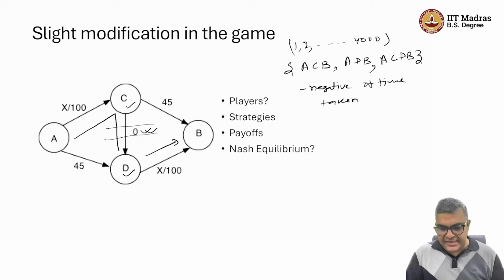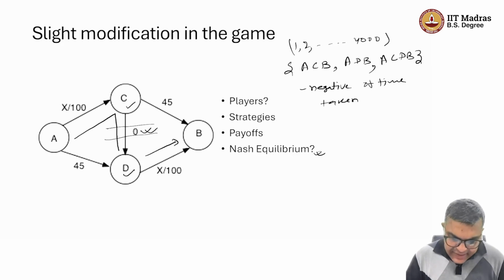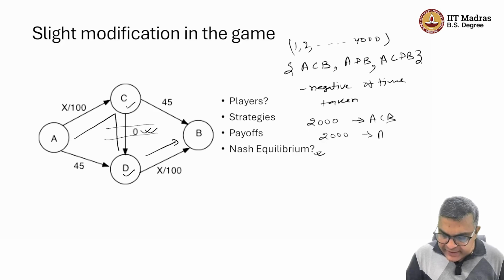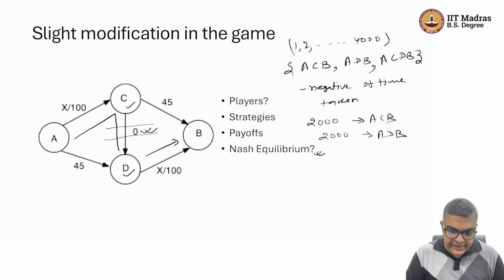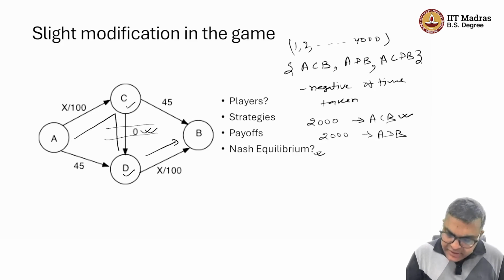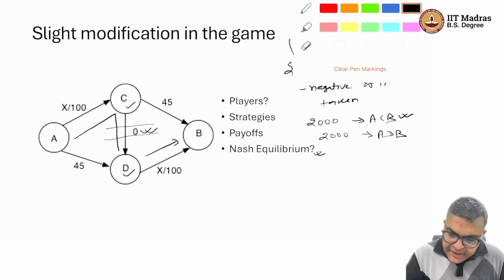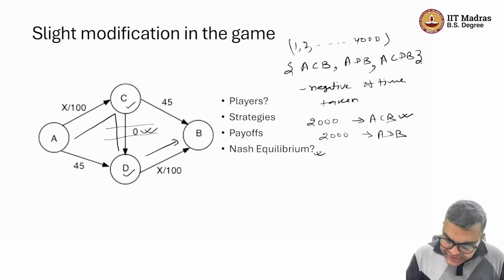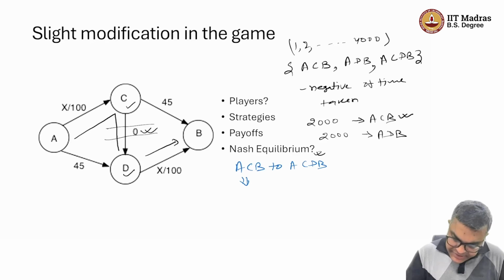Now what are the Nash equilibriums? Can we figure out the Nash equilibrium? Can we have the earlier Nash equilibrium in which 2000 were taking path ACB and 2000 are taking path ADB? Let's say this was the earlier pattern. What would happen? Let us say the motorist who is taking ACB changes from ACB to ACDB. ACB they are taking, as earlier, 65 minutes.